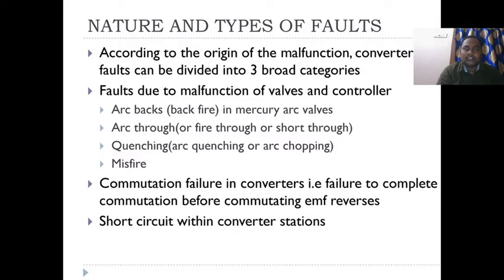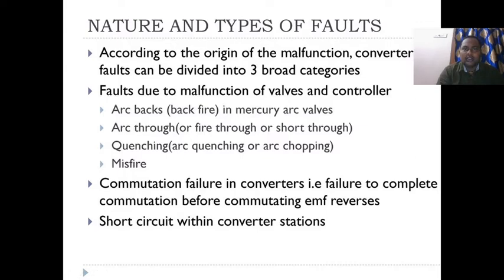To change AC to DC, we need converters. Because of converters, there are a number of faults. So according to the origin of the malfunction, converter faults can be divided into three broad categories. So what is meant by malfunction?